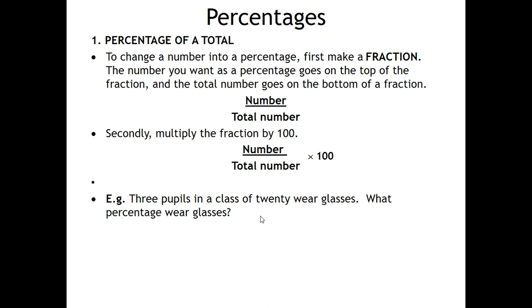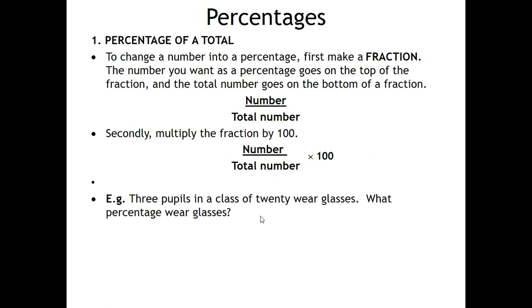First of all, what you want to do in these problems is make a fraction. So the number you want as a percentage goes on the top, and the total number, whatever that is, goes on the bottom of the fraction. Secondly, you're going to then multiply the fraction by 100, so it's number over total, and then times by 100 to get your percentage. So the wee example here, we've got 3 pupils in the class of 20 who wear glasses. What percentage of the class would this be?